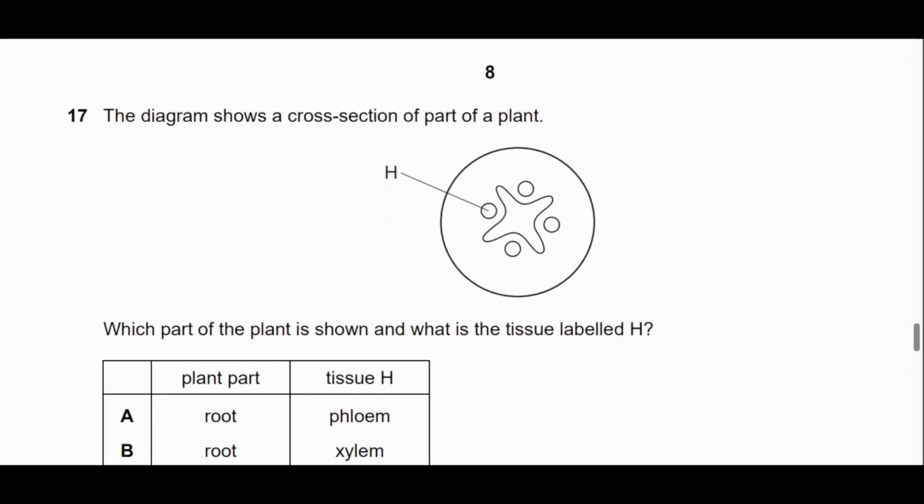Question 17. The diagram shows a cross-section of a part of a plant. Which part of the plant is shown and what's the tissue label H? Right. So whenever you see a plus sign in the cross-section, you know it's a root. Root will always have the plus sign, the plus will be a xylem, and H will be phloem. Therefore, plant part is a root, tissue H is phloem, answer is A.